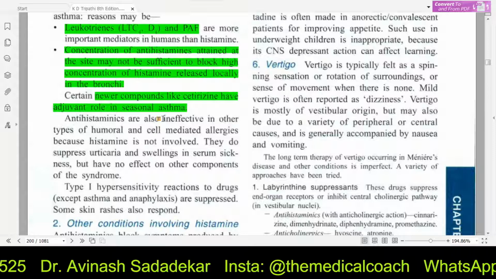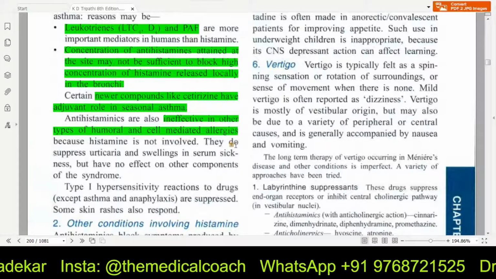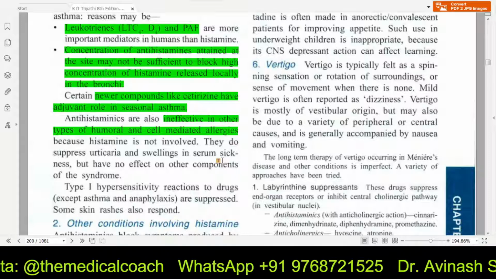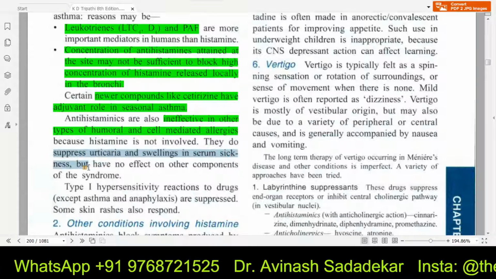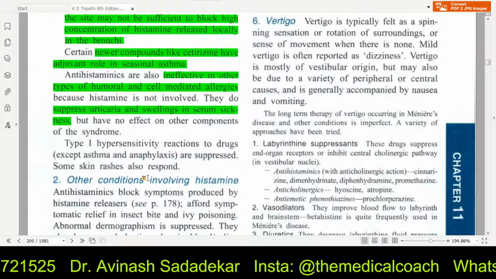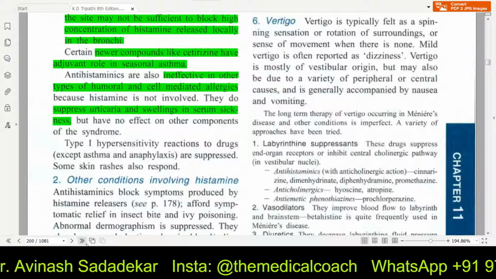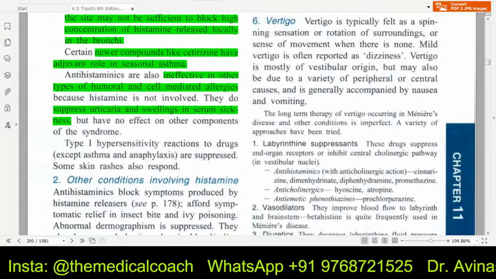They are also ineffective in other humoral and cell-mediated allergies, because in that histamine is not involved. They suppress urticaria and swelling in serum sickness, but apart from that, nothing else. So type 1 hypersensitivity reaction to drugs and all can be controlled by these medications, not the other kind of reactions. Simple enough.